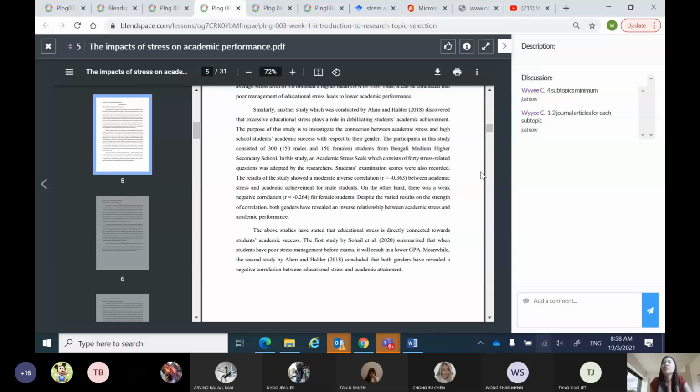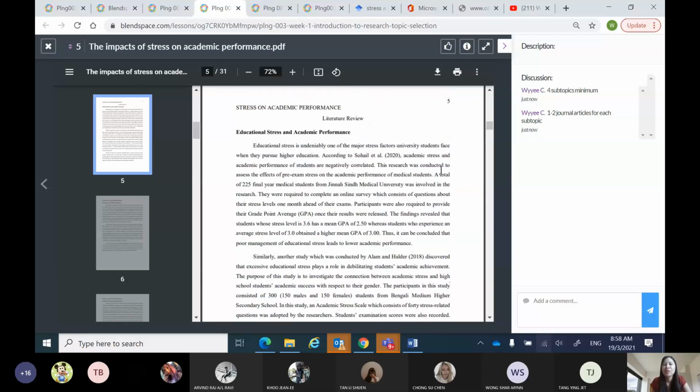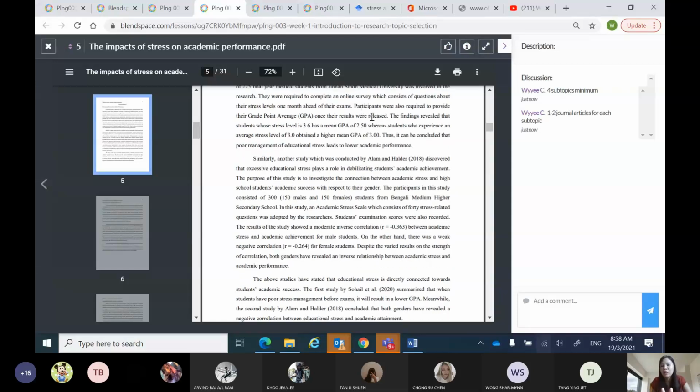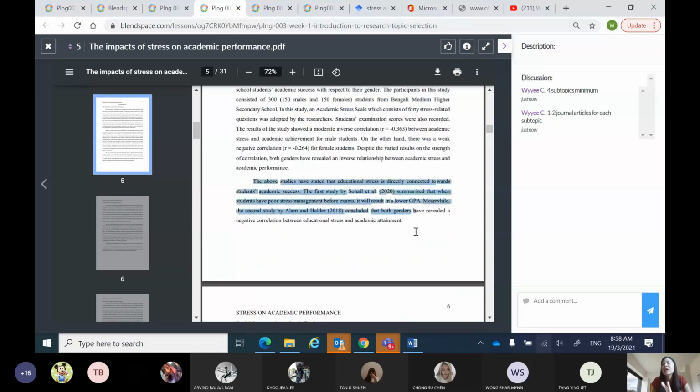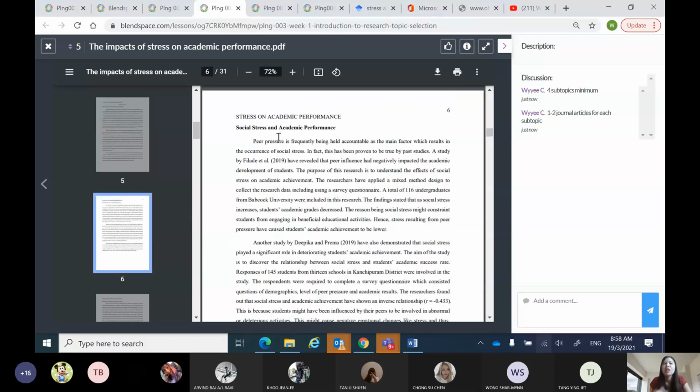So this is how you synthesize and do your subtopics. You find journal articles, and then you take out the three main important things: the purpose, the methodology, and the findings. Then you put it in, have a concluding sentence, and then the analysis. This is how you synthesize. Do the same for every subtopic: the purpose, the methodology, the findings, and then the concluding sentence.